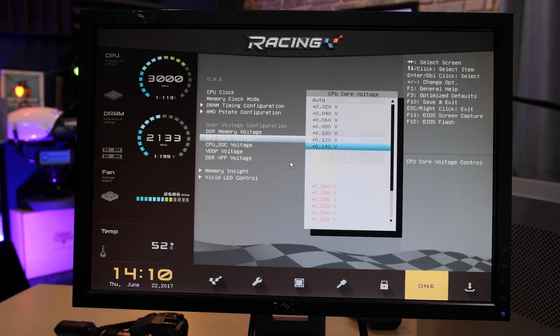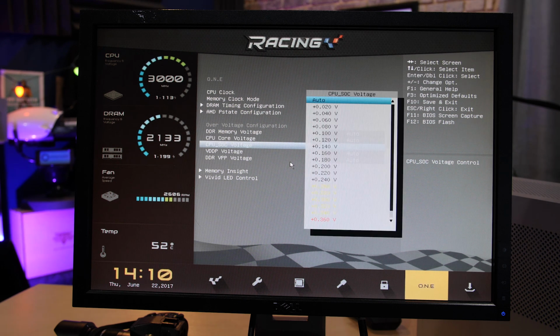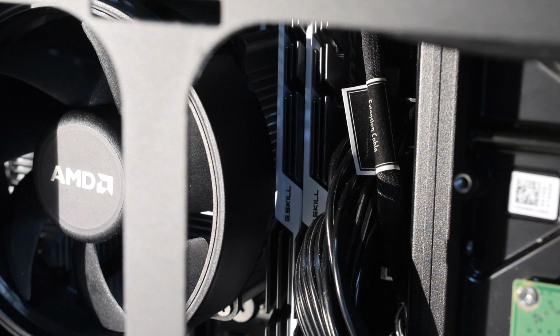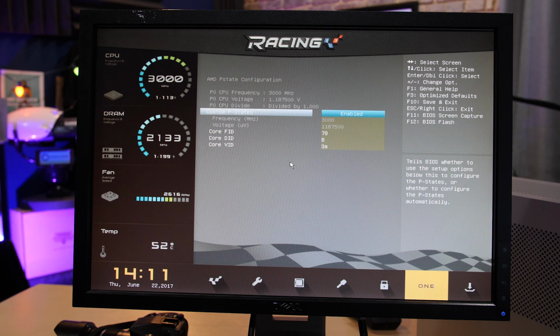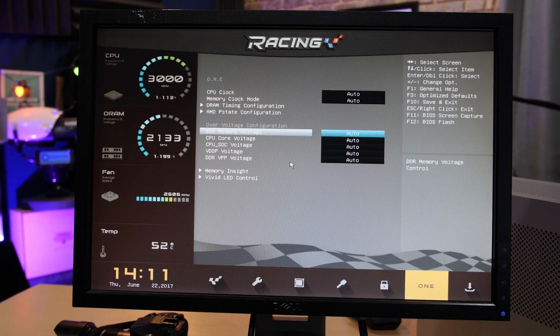Now the UEFI definitely leaves something to be desired. As of this video, which is the end of June 2017, there's no AGESA 1006 update. So even with my Samsung B-Die memory, I was not able to get past 2933 on this motherboard. And with another G.Skill kit that was not, I think, Samsung E-Die, I could not actually even get past 2600. The UEFI is kind of fiddly.